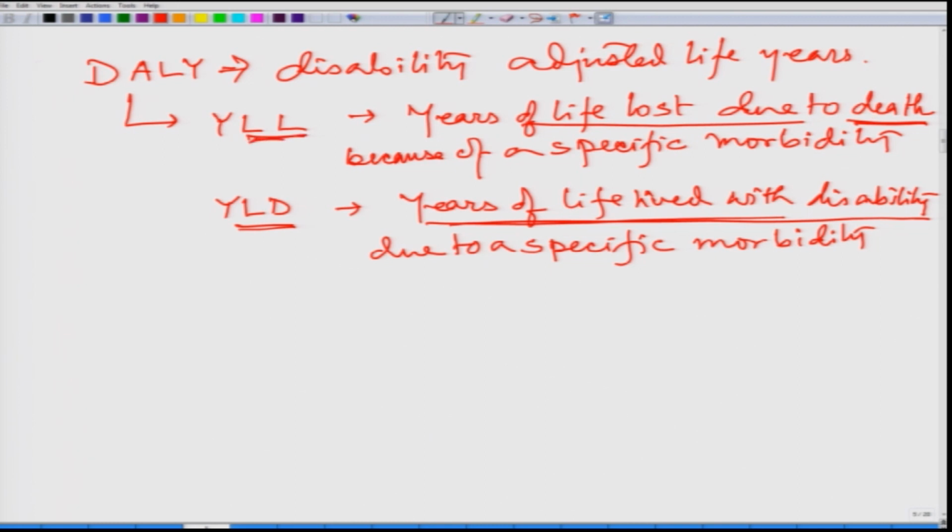Yeah, so now why are these measures important? What happens is, let us take an example that a government gives me 100,000 rupees and says that you have to improve the health of this society.